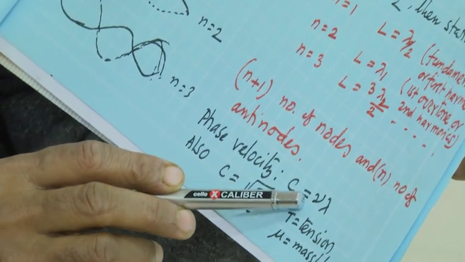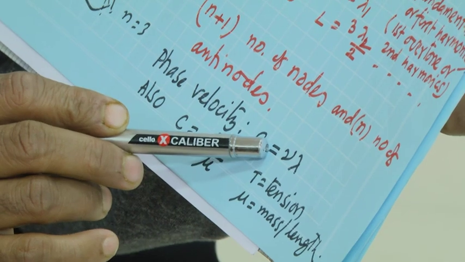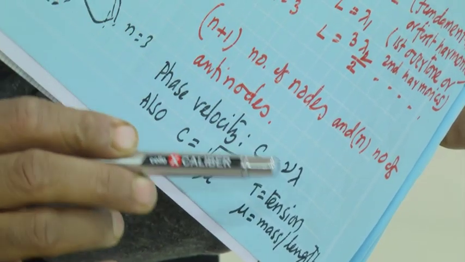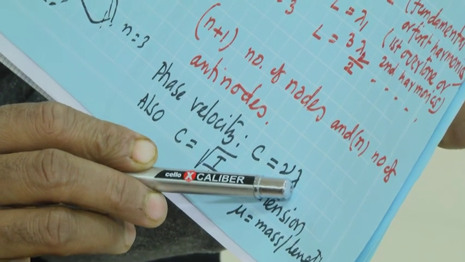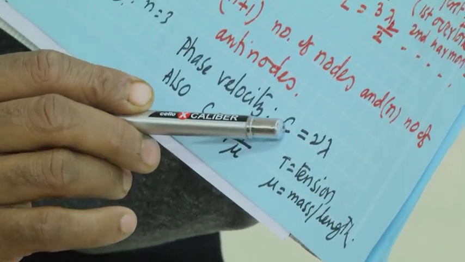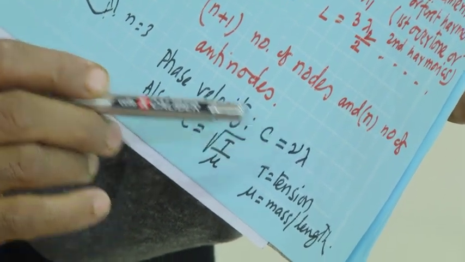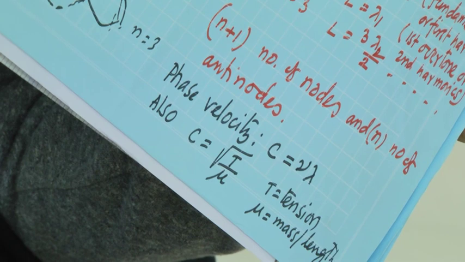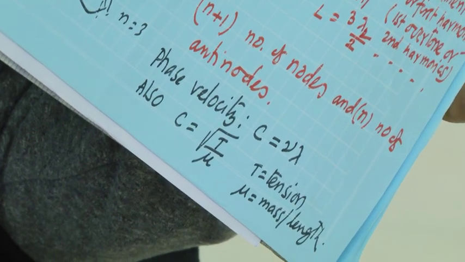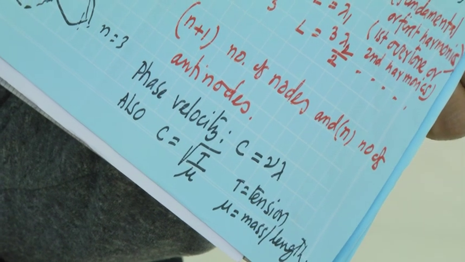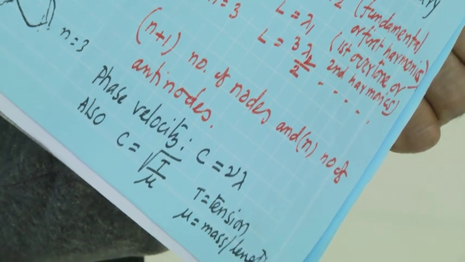Velocity C equal to nu lambda. Nu is frequency and lambda is wavelength. Now in the string, basically I have to vibrate the string, so then the stationary wave will form. Why the stationary wave will form, that I will tell you.